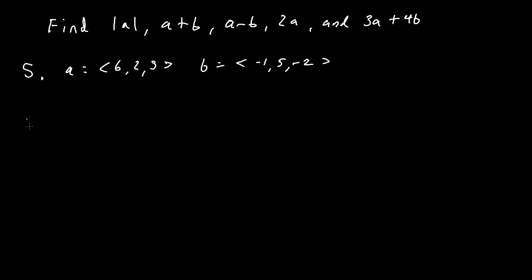Now when we find A plus B, we're going to go ahead and just add the similar components. So x1 plus x2, so we have 6 plus negative 1, or 6 minus 1, which gives us 5. And then for adding the y components, we get 2 plus 5, which is 7. And then we can add the z components, so 3 plus a negative 2, which is 1.